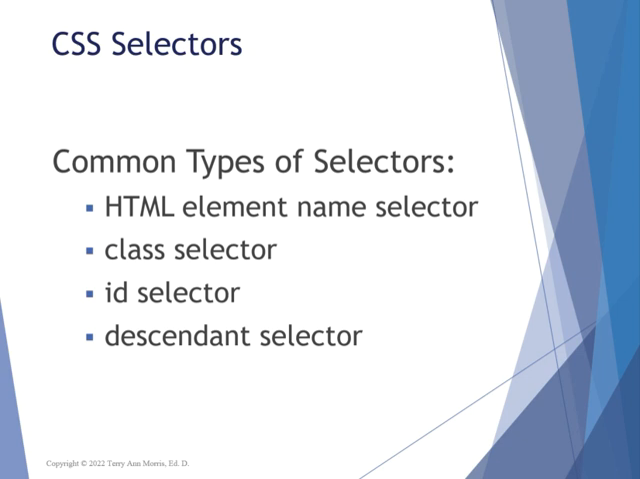The difference between ID and class attribute. The ID is unique in a page and can only apply to one element, while class selector can apply to multiple elements.